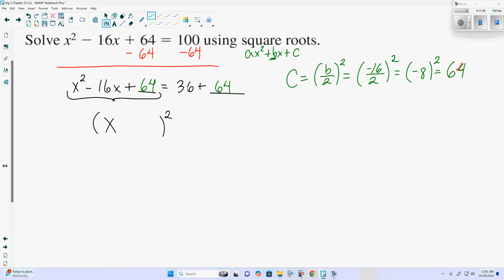Now the number and sign that goes inside the parentheses is whatever the number and sign we had in finding c before we squared it. Since it's negative 8, we're going to plug negative 8 inside the parentheses here. Questions on this here?